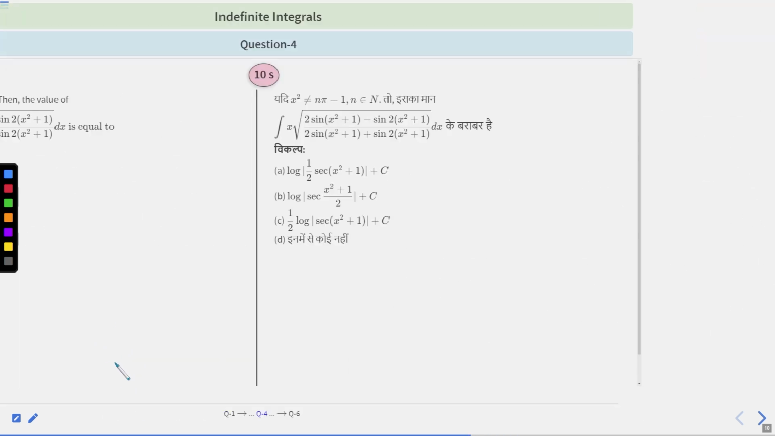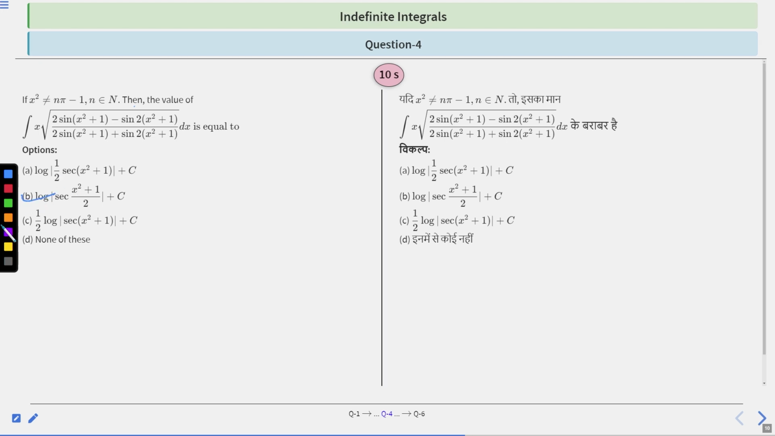So I think option B is the right choice. Got it? Option B is the right choice. So in this way you can try to approach these questions.